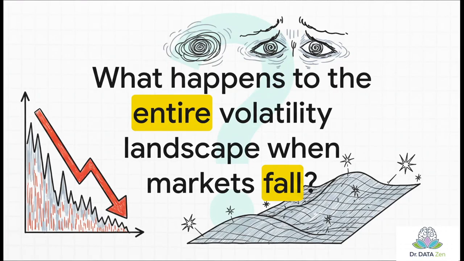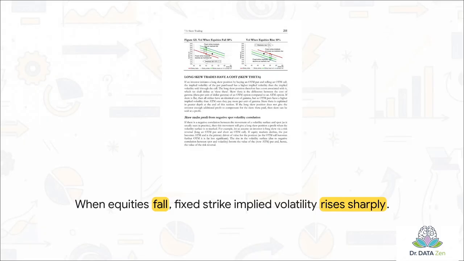We know investors are afraid of a fall. That's what creates the skew in the first place. But what happens to the entire volatility surface across every price and every time horizon when that fall actually happens? This chart just says it all. Take a look at the graph on the left.